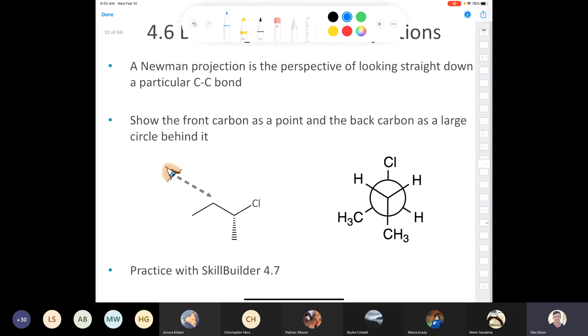A Newman projection is the perspective of looking straight down a particular carbon-carbon bond. All right, so if we're looking down this carbon-carbon bond, if you see the viewer is looking down, you can see their eyelash on the top. So the carbon-carbon bond is this one here, going from this carbon to this carbon. What does the viewer see? The viewer sees this when they look down the bond.